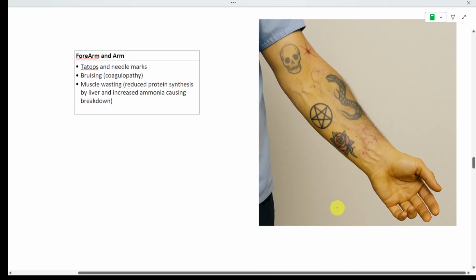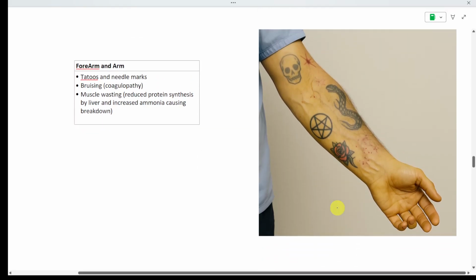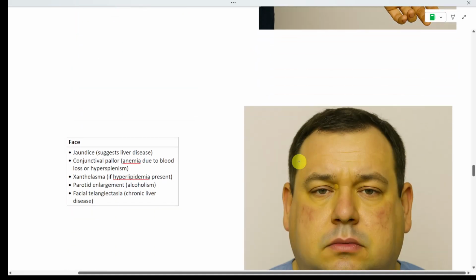Then you go to the arm and forearm. Do look for tattoos, do look for needle marks. Those are going to help you detect that the patient is having some infective cause of the liver disease. So those things are good to look for in the arms and forearms. Then after that you go to the face.